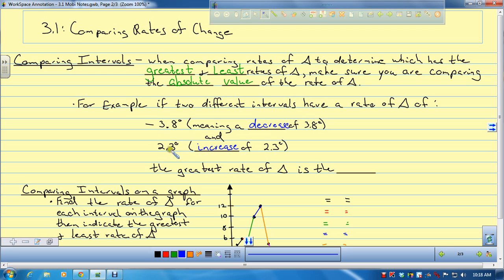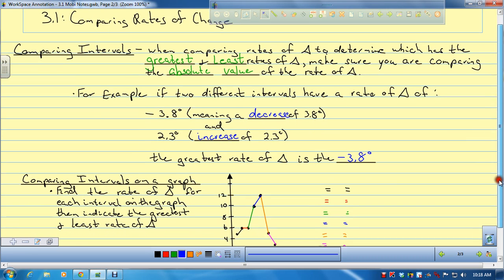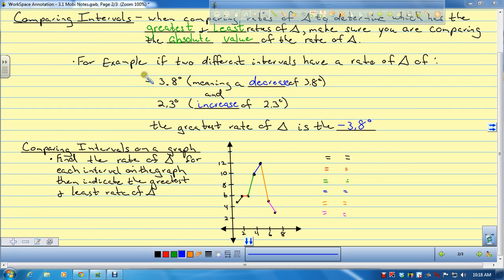Despite the fact that this number is greater than negative 3.8, I'm worried about the rate of change. So the greatest rate of change here is going to be the negative 3.8 degrees because it is the most severe, even though it is decreasing. Not worried about positives and negatives in this case. I'm worried about the severity of the change.